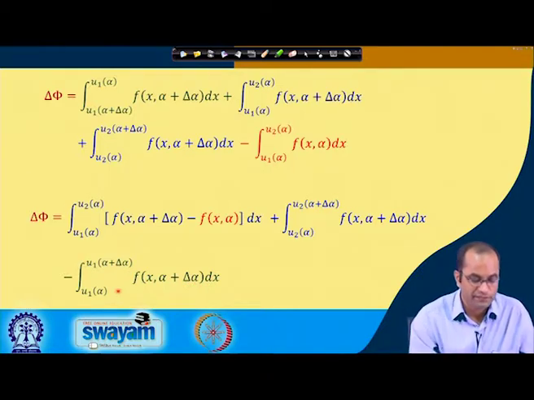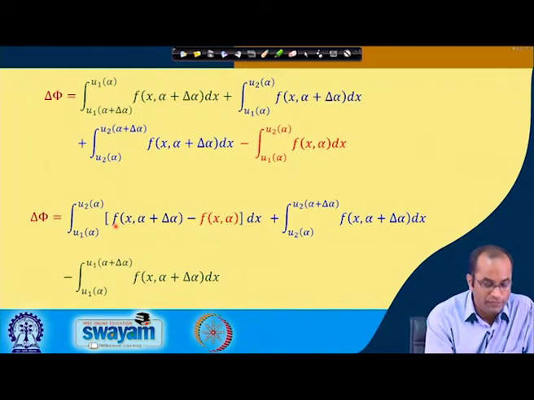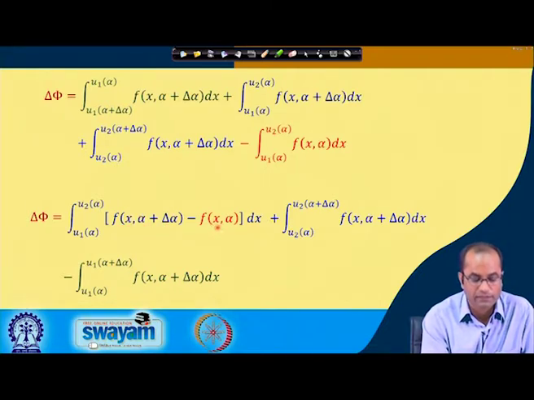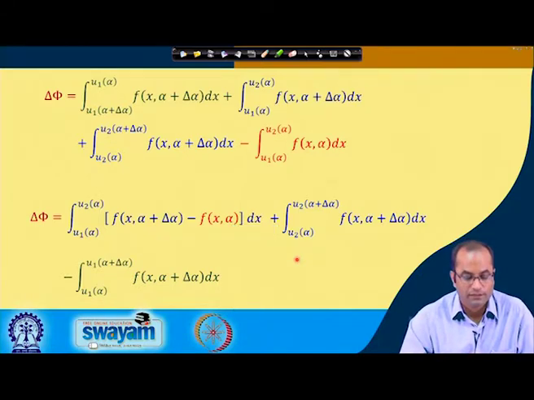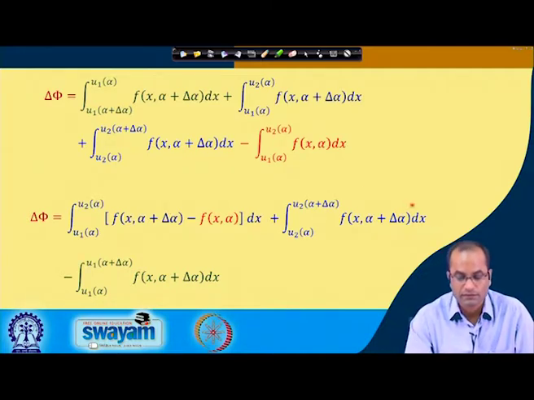So, now we have these three integrals, and now we will apply the mean value theorem. Here we have the difference of f x alpha plus delta alpha minus f x alpha. So, the difference is with the second argument alpha plus delta alpha minus alpha. Here we will apply the mean value theorem from differential calculus, or the Lagrange mean value theorem, and in these two integrals we will apply the mean value theorem from integral calculus, which was reviewed in the previous slide.